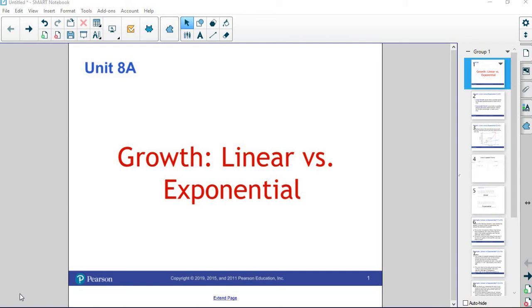Hey everyone, welcome back to another quantitative reasoning video. And we're going to talk about Unit 8A today, growth of a function or growth of a model, linear models versus exponential models. Those are two very common basic models that we use in mathematics, and so we should talk about how they are related and how they are different.